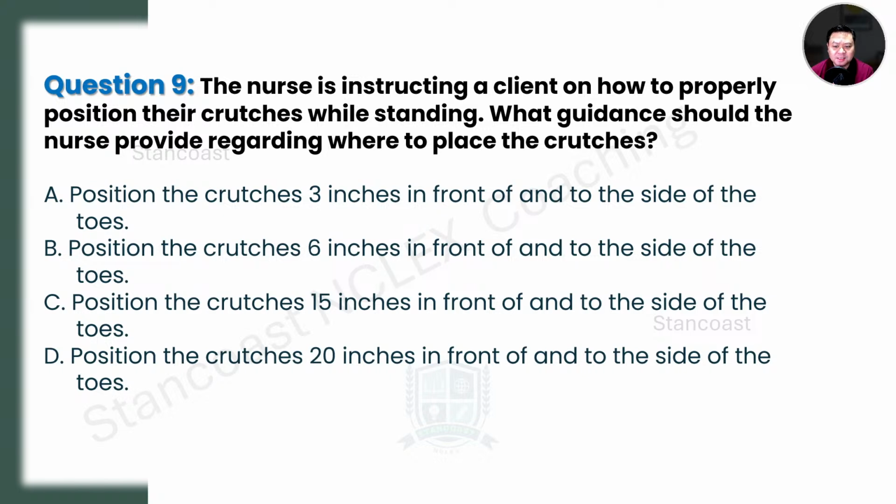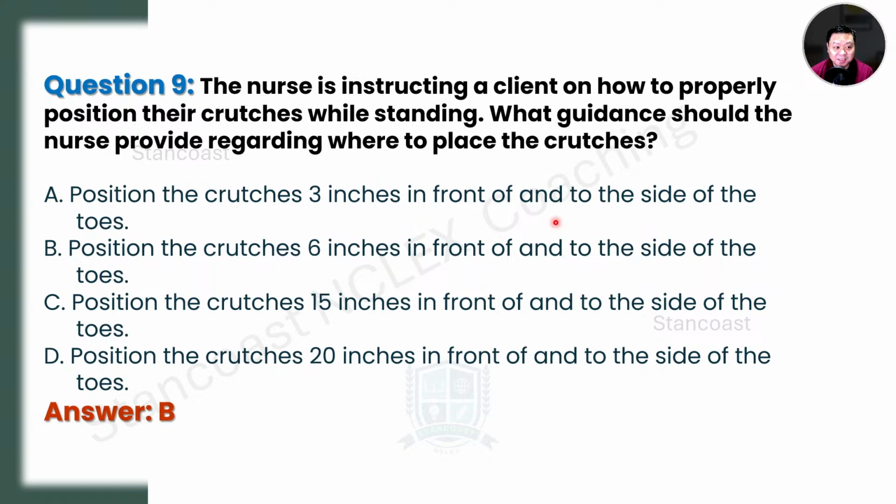There's so many distractors. Your answer here should be letter B. Position the crutches 6 inches in front of and to the side of the toes. This will align with a classic tripod position. So don't forget about this. Tripod positioning, this will allow for a much more stable base for this patient. This is very important for them to safely navigate getting that step forward. Now, if you selected letter A, position the crutches 3 inches in front and to the side of the toes. This is insufficient.